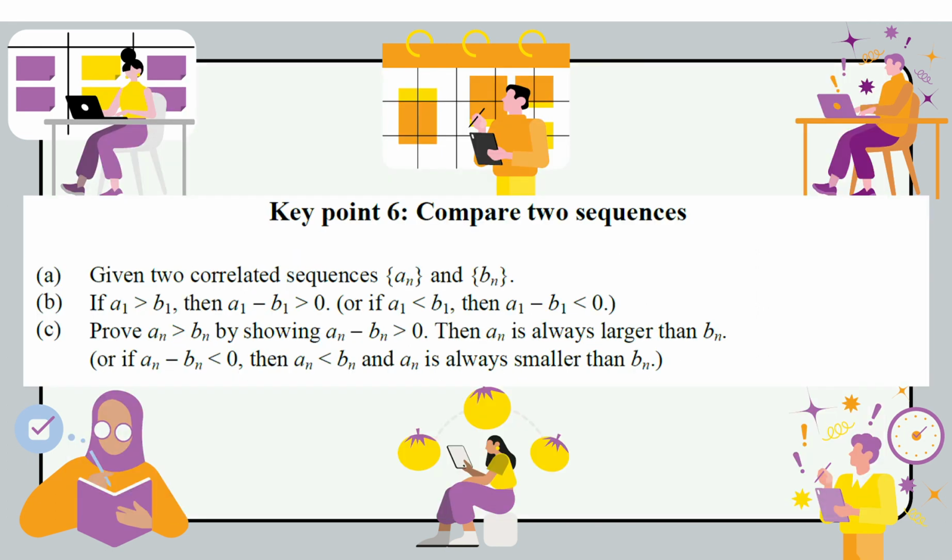So compare two sequences. When you want to compare two sequences, sometimes it's harder, but if one is bigger than the other, actually we can change the formalism: subtract them and check whether the difference is larger than 0. If yes, then A1 is larger than B1. That's the trick. Try to work on it.